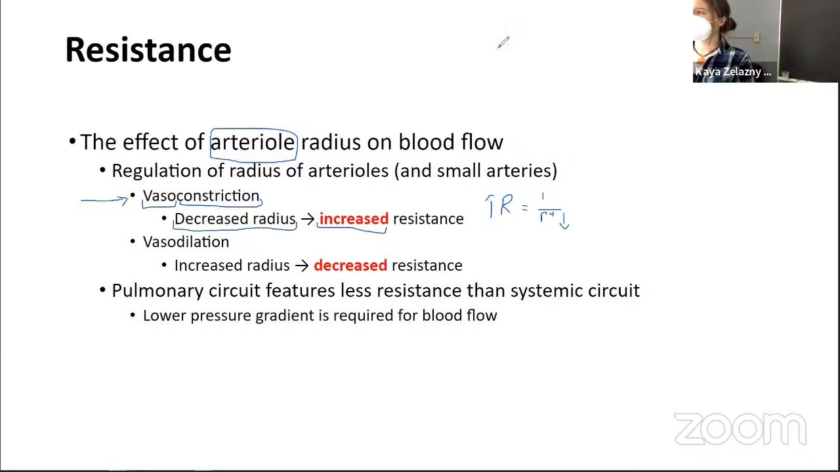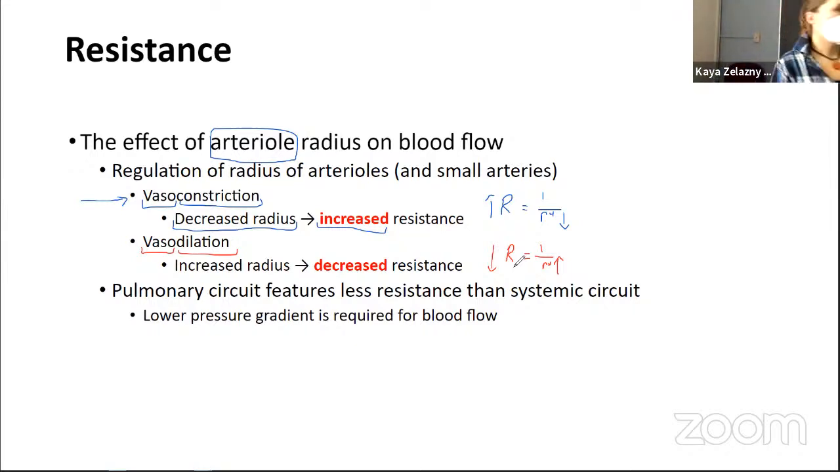The opposite is vasodilation. So again, vaso for blood vessels, dilation just means to expand, to dilate. Like when they dilate your eyes, they put those drops in your eyes and your pupils get really big. So vasodilation means that we're increasing the radius of something, so we're making it bigger. So as we increase the radius, we're going to decrease the resistance because we have this inverse relationship.